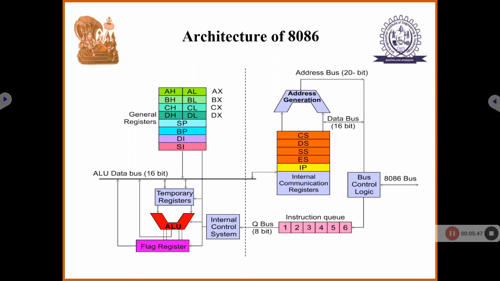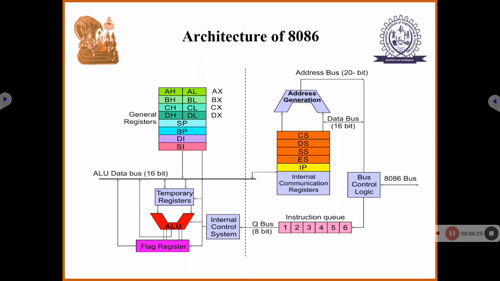Next one is the instruction pointer. Instruction queue is available here. So 6 bytes of instructions we can store here. Next one is the bus control logic. Bus control logic is also available in the bus interface unit. So it will fetch and then give it to the execution unit. We will see some registers mentioned here. What are the general purpose registers? AX, BX, CX, DX. These are all 16-bit registers.